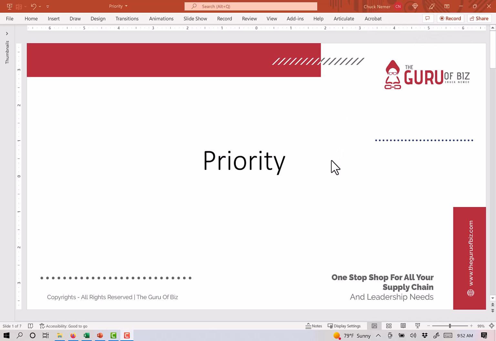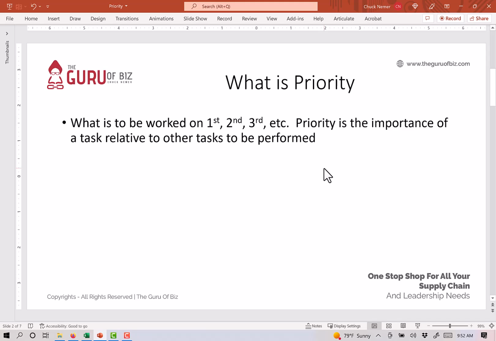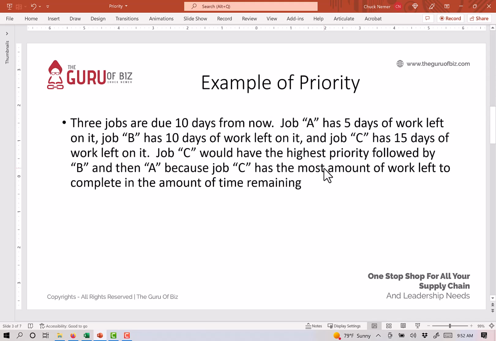We're going to talk now about the concept of priorities and priorities in our work. As you see here in the definition, we're talking about what needs to be worked on first, second, third, etc. So in a sense, priority is the importance of a task relative to other tasks that you need to perform.